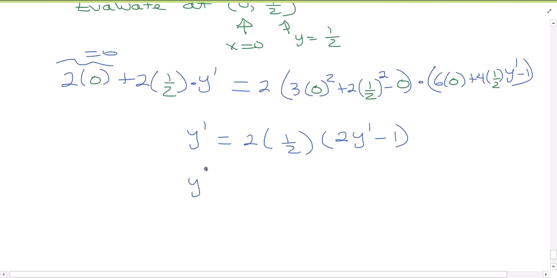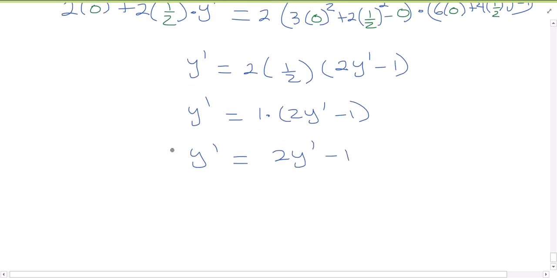And so now let's simplify it some more. So I have 2 times 1/2, that's 1, times 2y prime minus 1. So notice how much easier this became after plugging everything in. So now I need to just solve for y prime. So bring this y prime over. So I'm going to have 1y prime minus 2y prime is negative 1y prime equals negative 1. So therefore y prime is positive 1. Divide both sides by a negative 1.